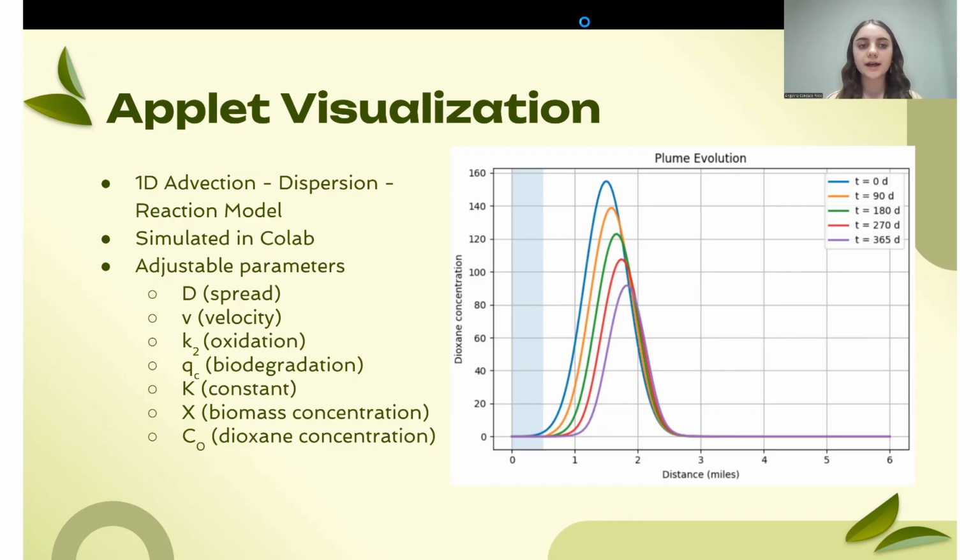Me and my group also created a one-dimensional advection dispersion reaction model in Colab to help visualize how the dioxane concentration will change over time if these two solutions are implemented. Our applet also includes various adjustable parameters, and users are able to change these sliders to see how altering them affects how the dioxane concentration changes.